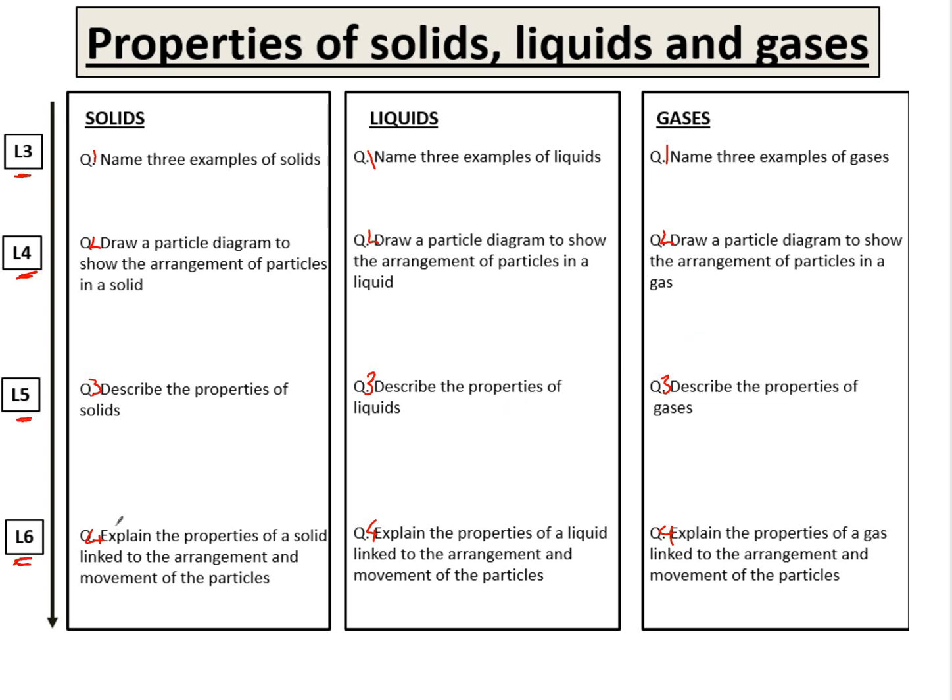And the hardest one, level 6, is explaining how the properties of a solid are linked to the arrangement and movement of particles, and then also how the properties of a liquid are linked to the arrangement and movement of particles, and finally the properties of a gas linked to the arrangement and movement of particles.